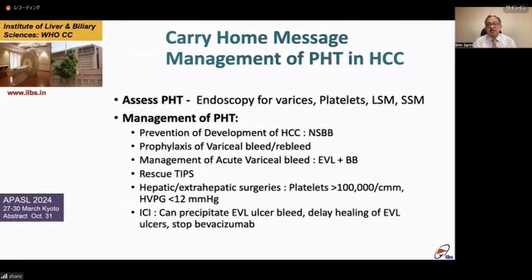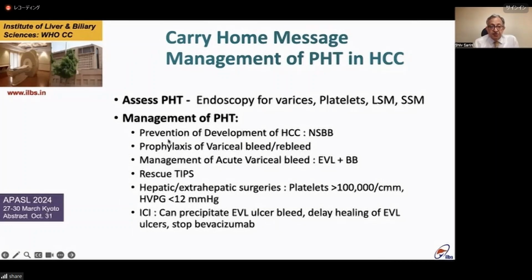So let me give you my take-home messages. The assessment and management of portal hypertension in HCC is a very new, very important and emerging area. Only recently, in the last 2-3 years, we have started giving importance to it. So in every HCC cirrhosis patient, assess portal hypertension, do endoscopy for varices, assess platelets, which should be above 100,000, and measure liver and spleen stiffness, but do not rely on them totally if PVT is there.